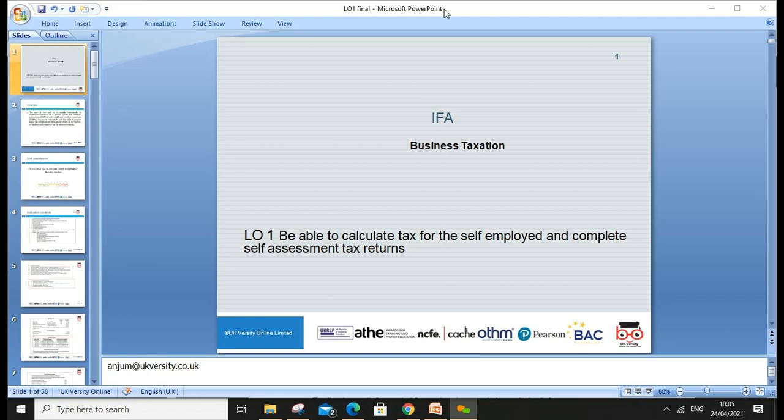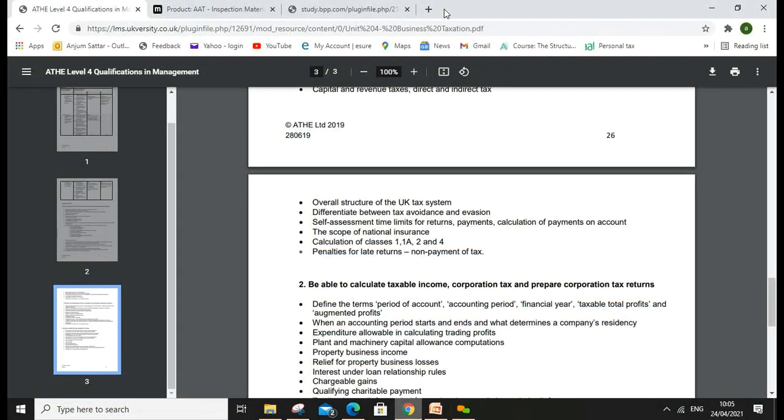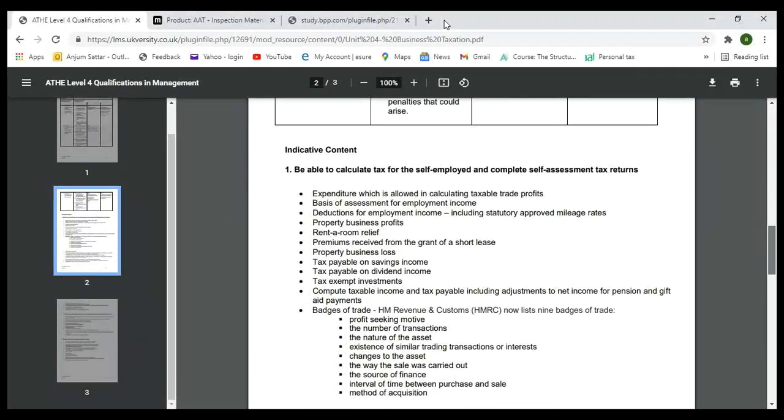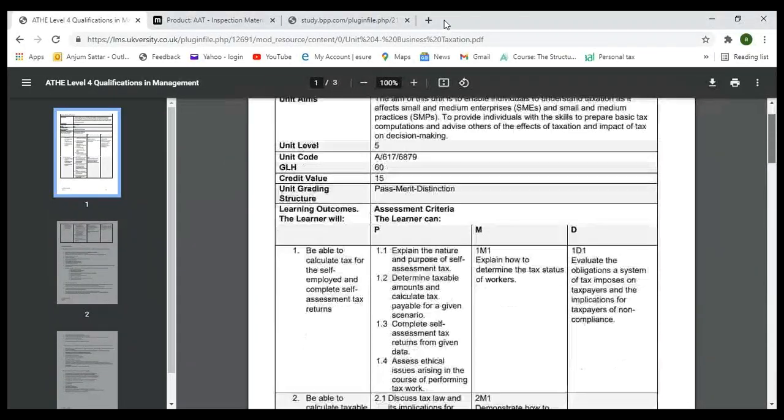Okay, so this unit, learning outcome 1, is about being able to calculate the tax for self-employed and complete a self-assessment tax return. I hope you all have a good basic understanding of this. So that's our unit, and I'll quickly go through the unit contents. So that's our learning outcome 1.